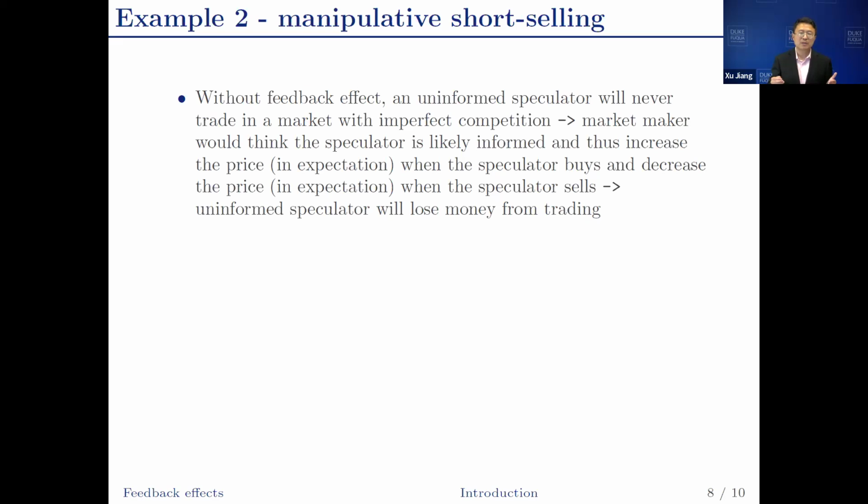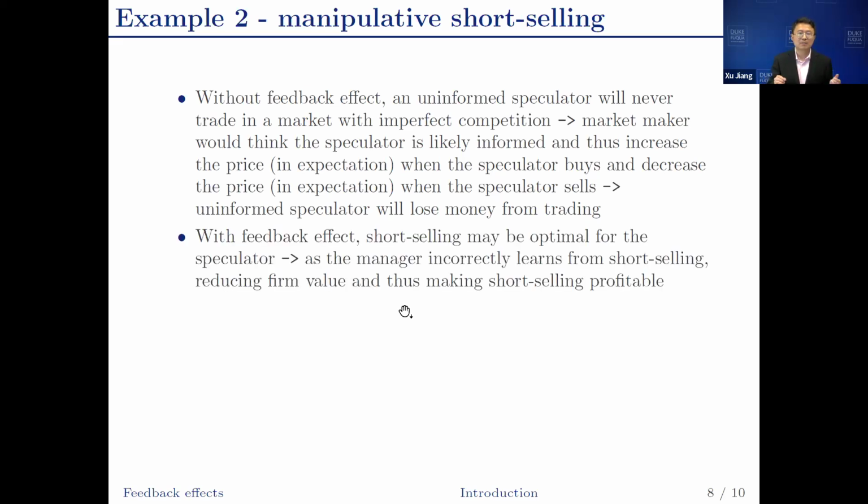But if you're an uninformed speculator, you expect the firm value to be the average. So price moving against you is going to result in you losing money if you trade. You're not going to trade. However, with feedback effects, short selling might be optimal even when the speculator is uninformed. Because the manager does not know whether the short selling comes from an informed or uninformed speculator. And so the manager thinks there might be something in the short selling. So the manager is going to take some action as if bad news occurs. But in fact, there is no bad news. And such action is going to reduce firm value. And this is going to make short selling profitable.